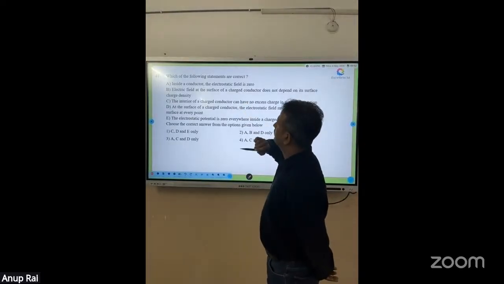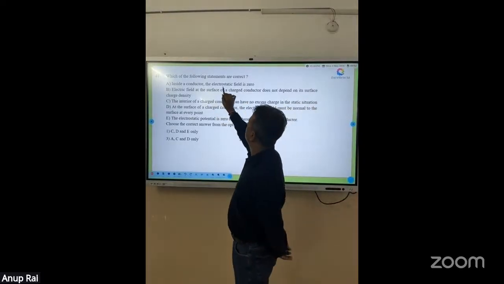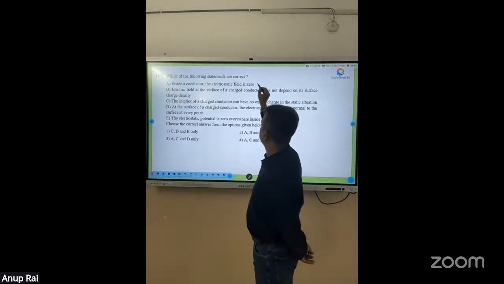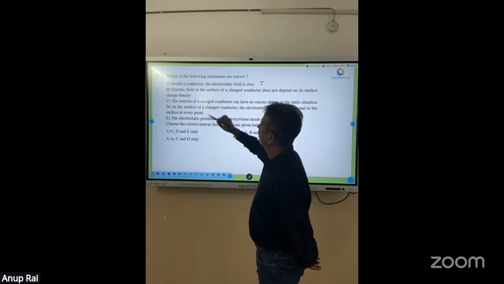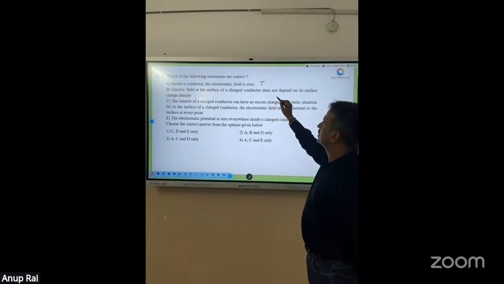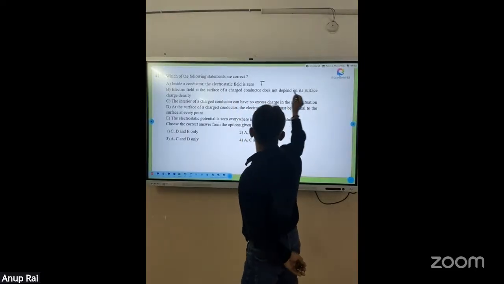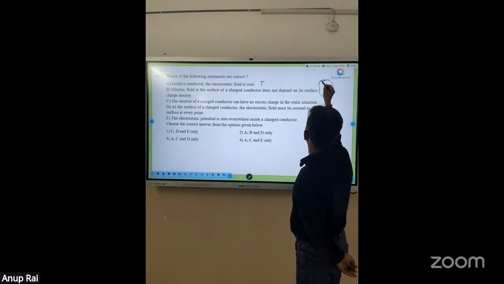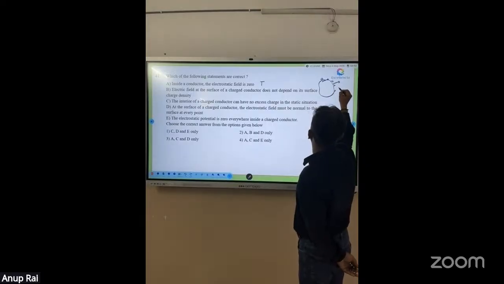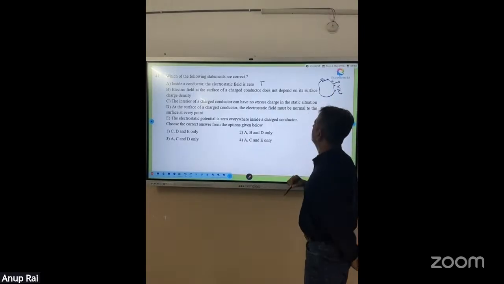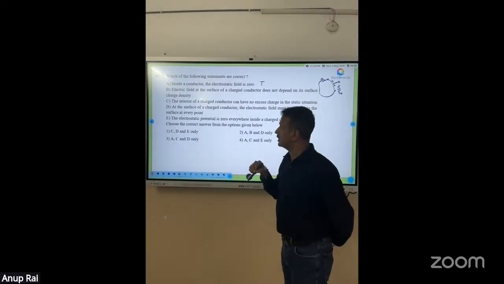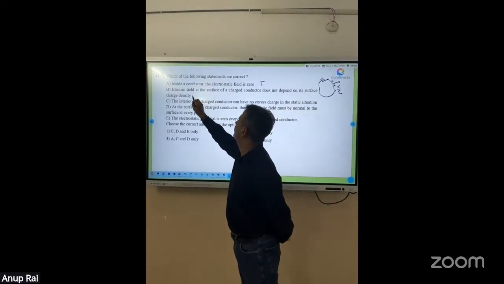Which of the following statements are correct? Inside a conductor, the electrostatic field is 0. That's true. Electric field at the surface of the charged conductor does not depend on its surface charge density. No, it depends. If sigma is the surface charge density, then the electric field is equal to sigma upon epsilon. So it depends on the charge density. So this statement is false.